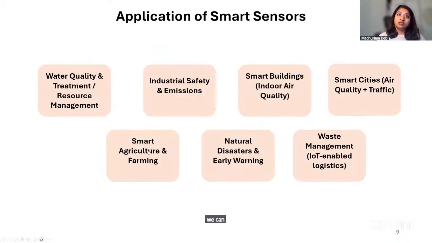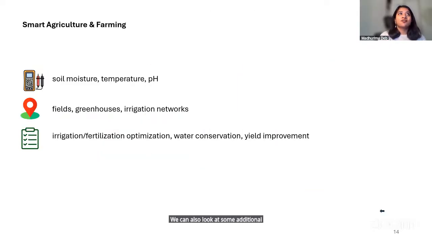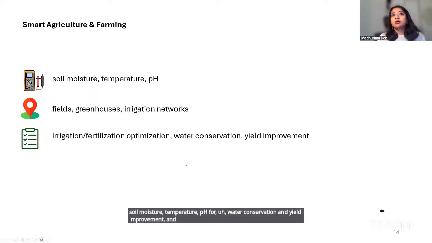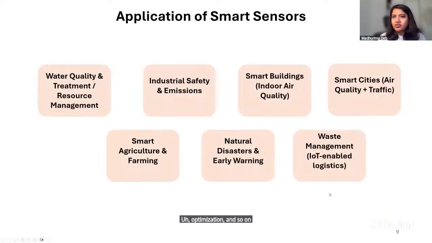We can also look at some additional use cases. For example, agriculture and farming, because with these smart sensors nowadays we have also seen drone deployed sensors measuring soil moisture, temperature, pH for water conservation and yield improvement and fertilization optimization and so on.